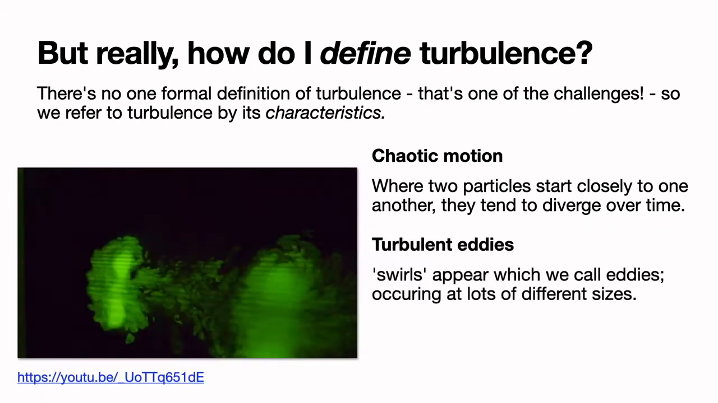The second property is what we call turbulent eddies. Eddies are essentially vortices.